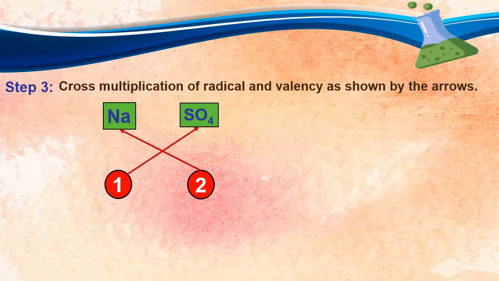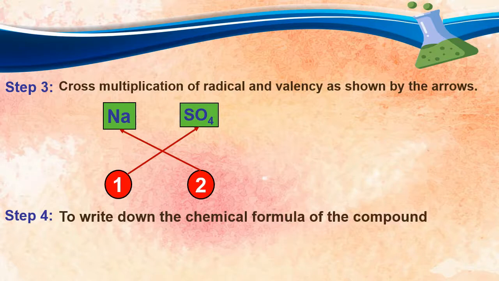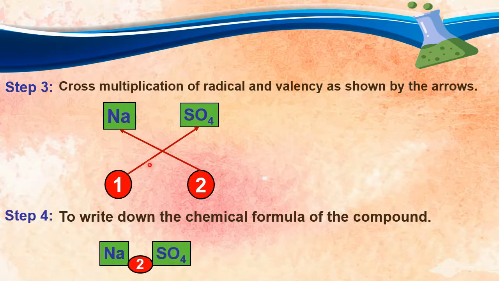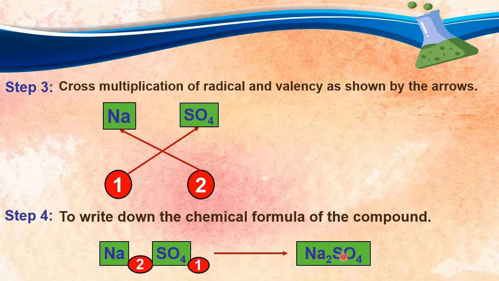Then next step is step 4, to write down the chemical formula of the compound. Here, after cross multiplication of the valencies, we have got the formula as Na2 SO4 1, which can also be written as Na2 SO4.